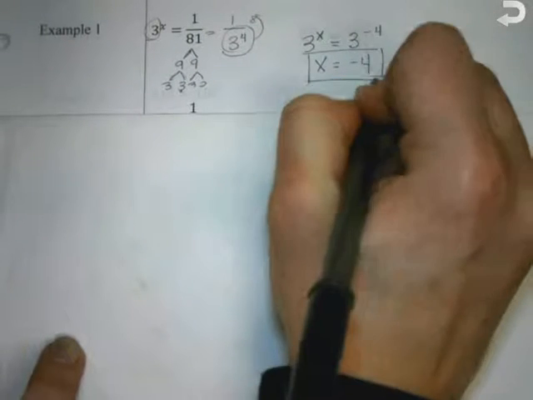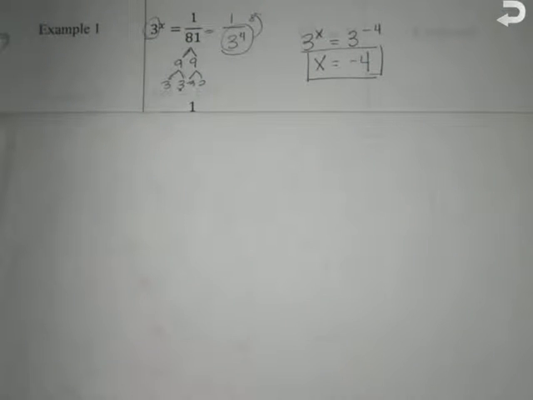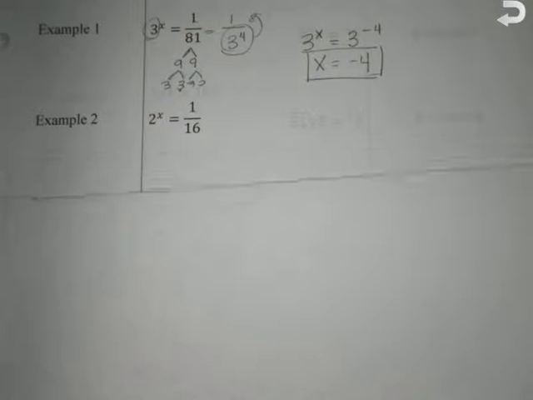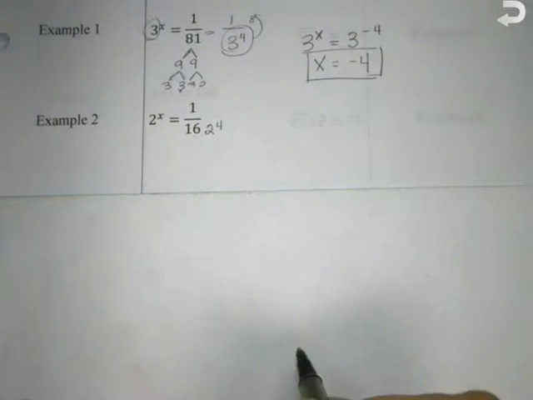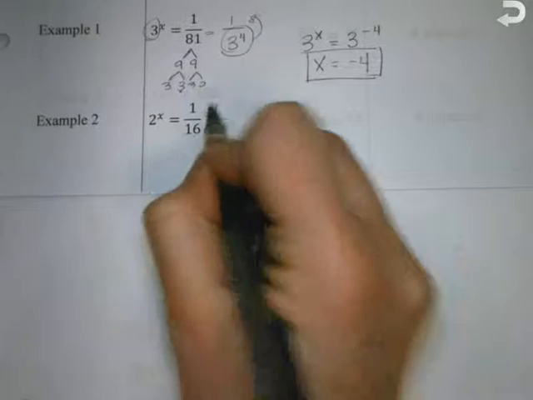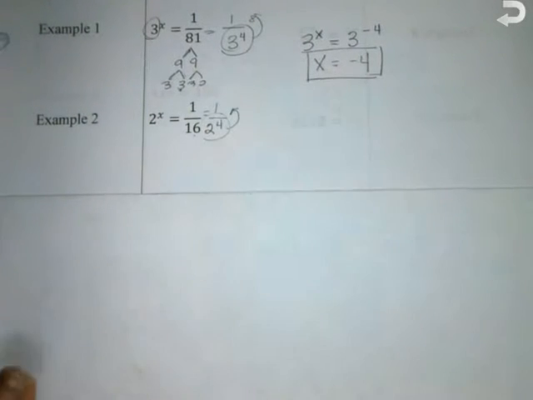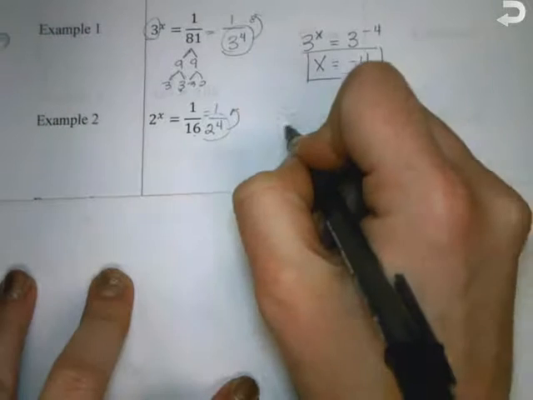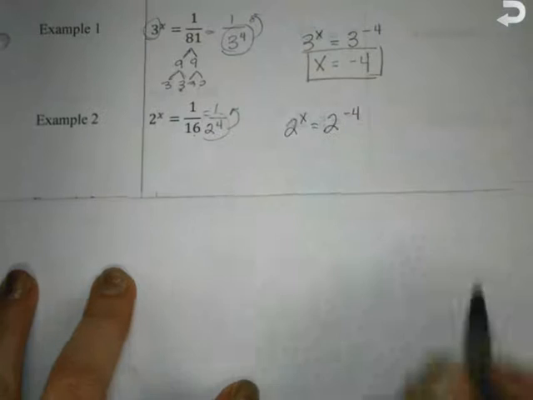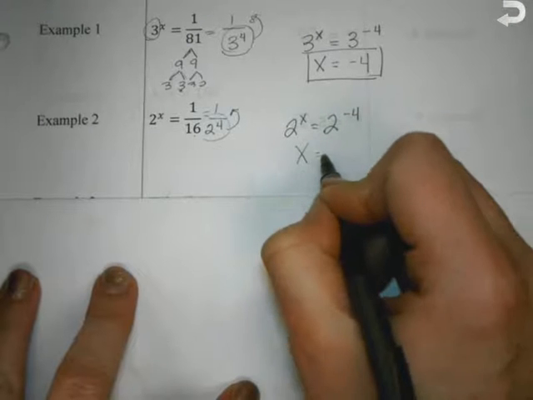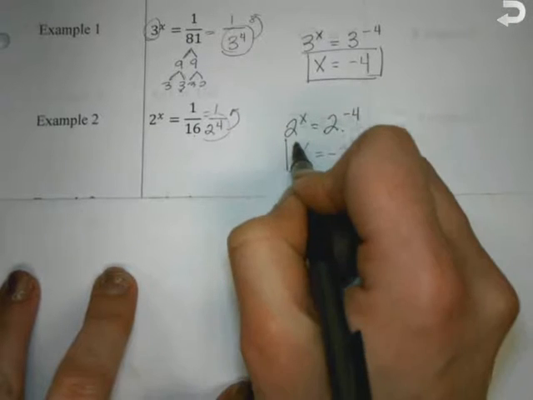Okay, try example 2 by yourselves. 2 to the x equals 1 over 16. 16 is the same as 2 to the 4th. If I want to move it up, I have to make it negative. So this is the same as 2 to the x equals 2 to the negative 4. We can drop the bases, so x equals negative 4. That's just a coincidence.